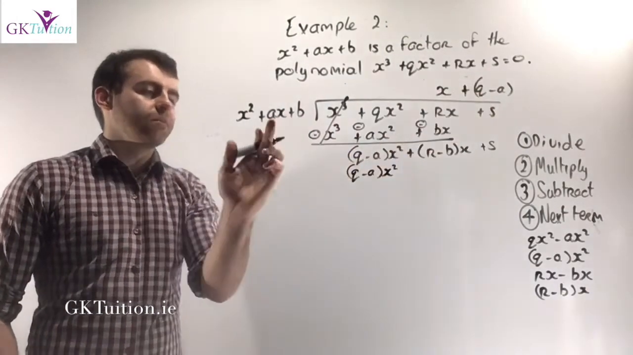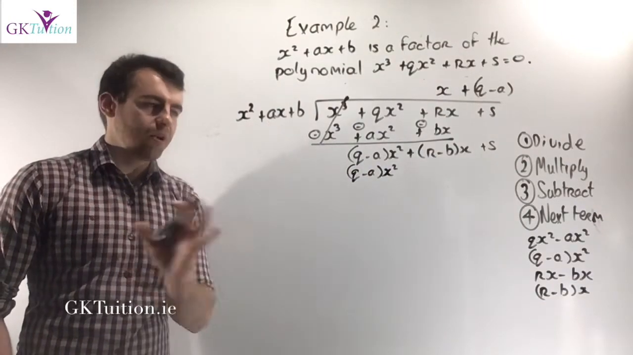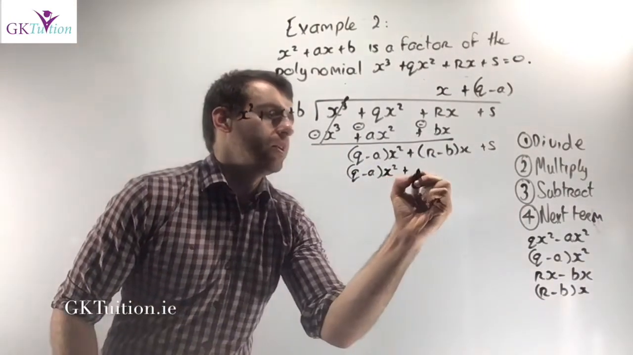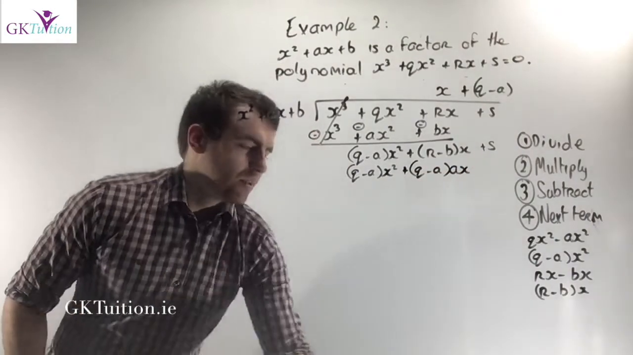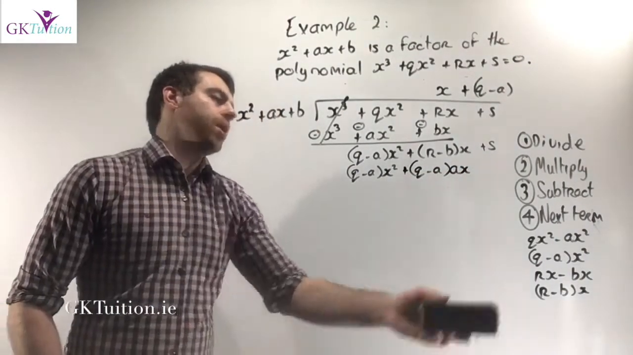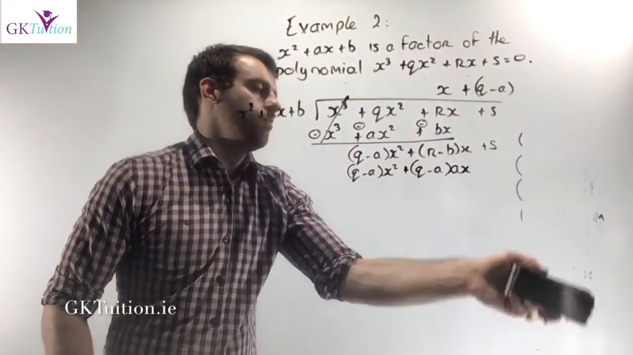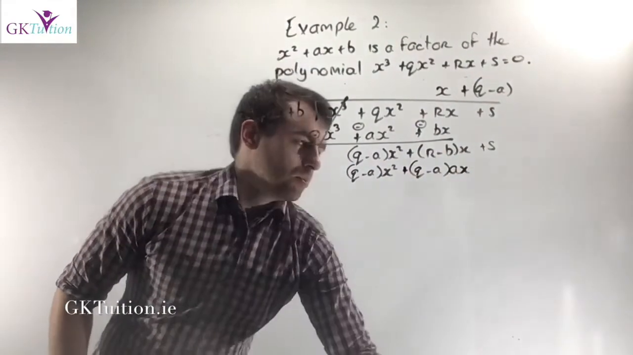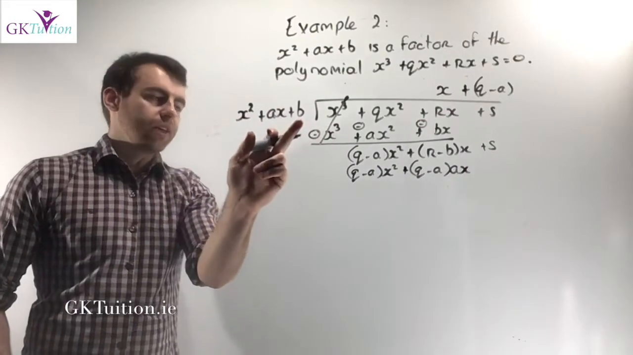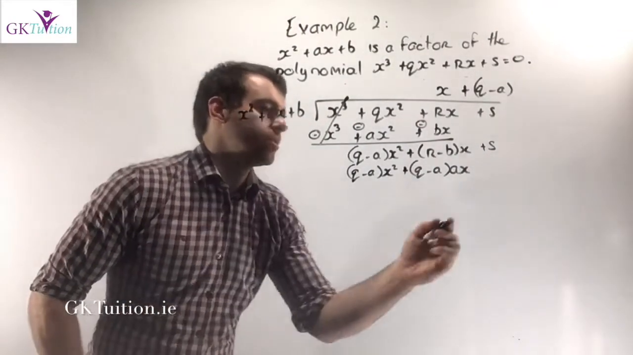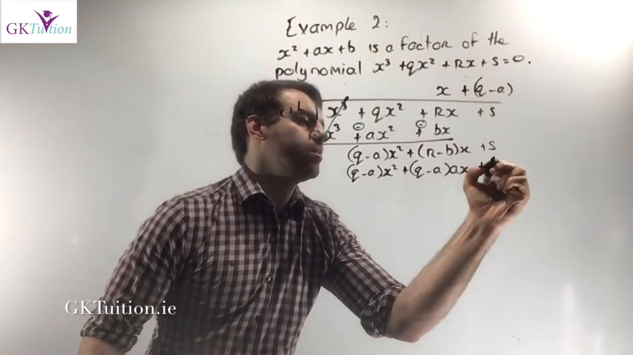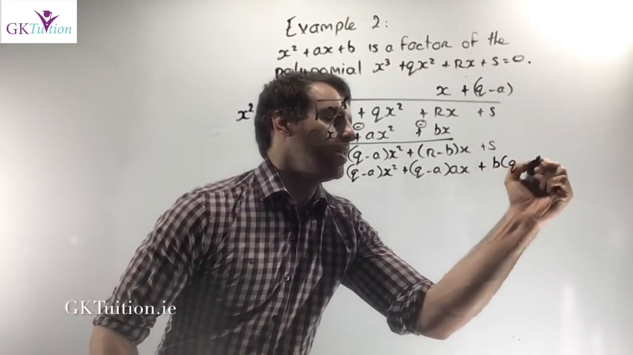Q minus a times the second term, ax. I'm not going to bother multiplying it. I'm simply going to write it as q minus a times ax. Now to give myself a bit more space, I'm going to wipe out what I've written on the right hand side column. Now, I need to multiply q minus a by the third thing here, which is b. But once again, not going to bother actually multiplying it out. I'm simply going to write it as plus b times q minus a.